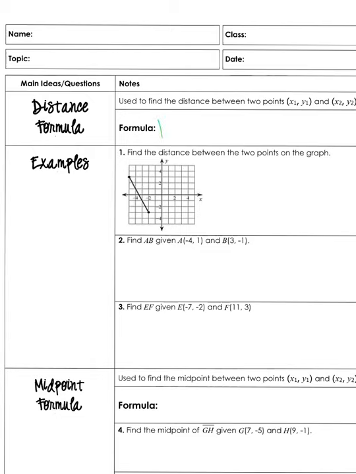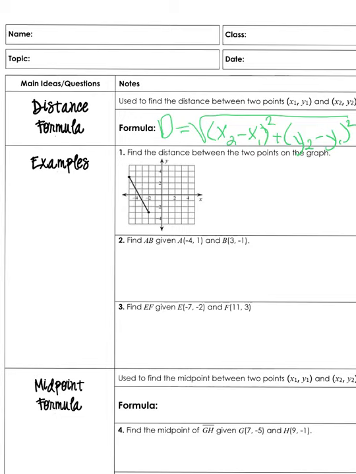D stands for distance, and that equals the square root of x2 minus x1, which is when you subtract your x coordinates, plus y2 minus y1, subtracting the y coordinates.